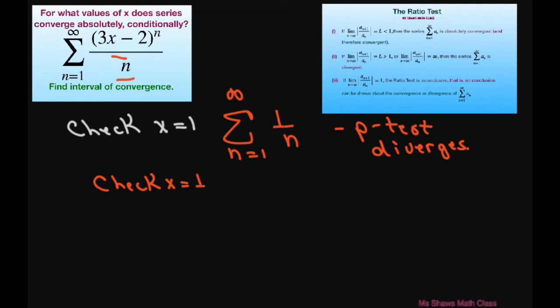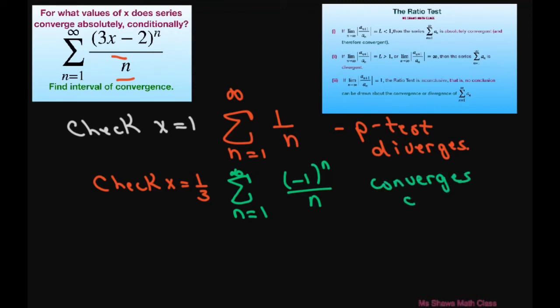And now let's check x equals 1/3. So that's going to give you the sum from n equals 1 to infinity of negative 1 to the power of n divided by n. Now this does not converge absolutely, but it converges conditionally, because this is the alternating harmonic series. So it converges conditionally by the alternating series test.